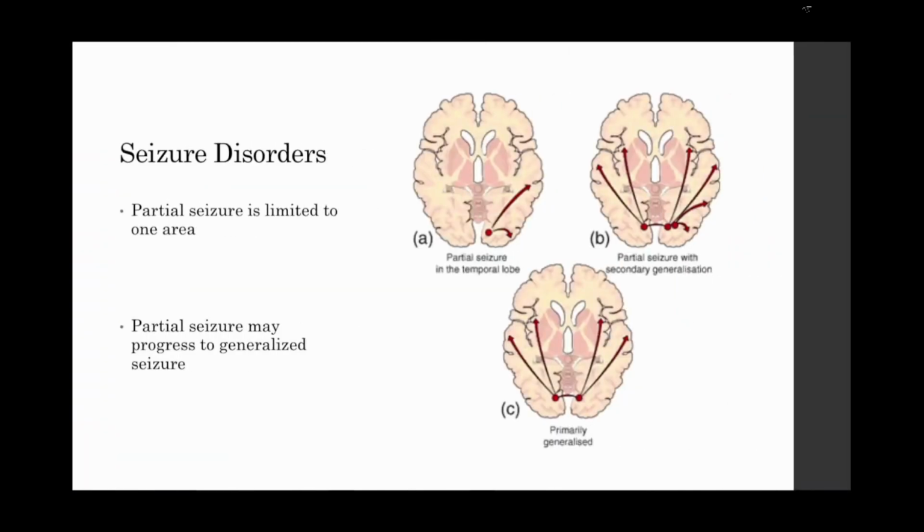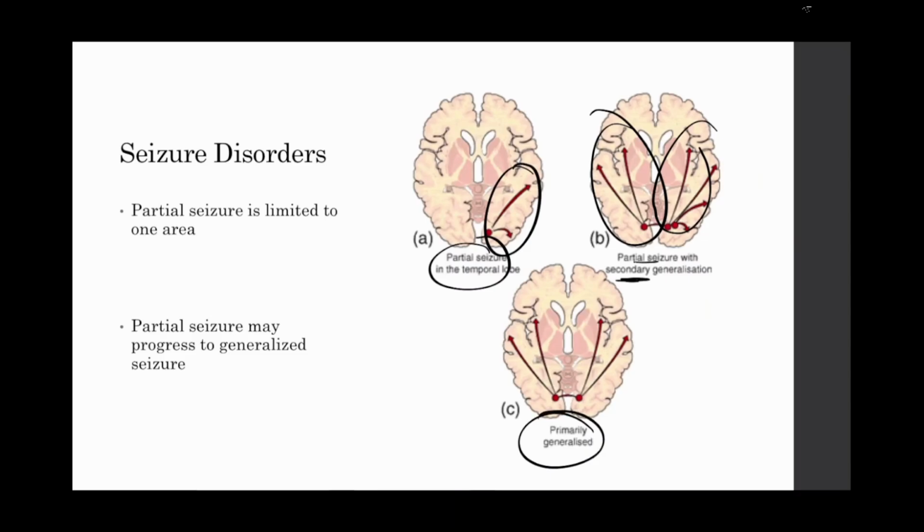Okay. So, seizure disorders. So again, partial, only one side of the brain. If you have a partial seizure with secondary generalization, now we've spread to the other side. So now they have a generalized seizure. This will make them pass out. And then your primary generalized means it spread to both sides.